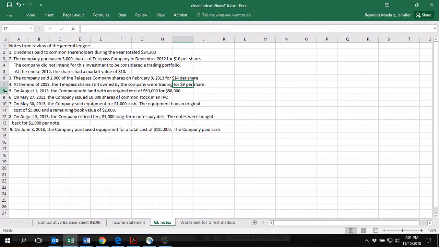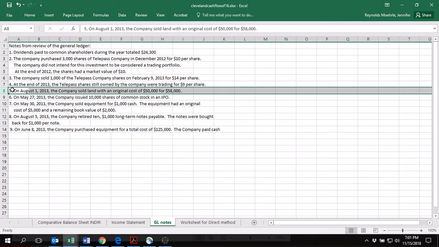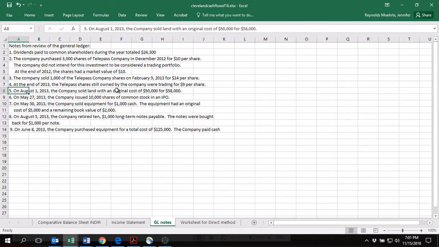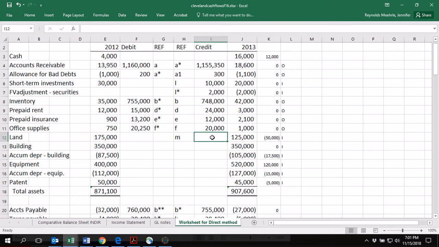Just like I'd have to give you notes on a test. The company sold land with an original cost of $50,000 for $58,000. So there you go. We sold land with an original cost of $50,000. We sold it for $58,000. So this is going to be the cost of the land that was sold.